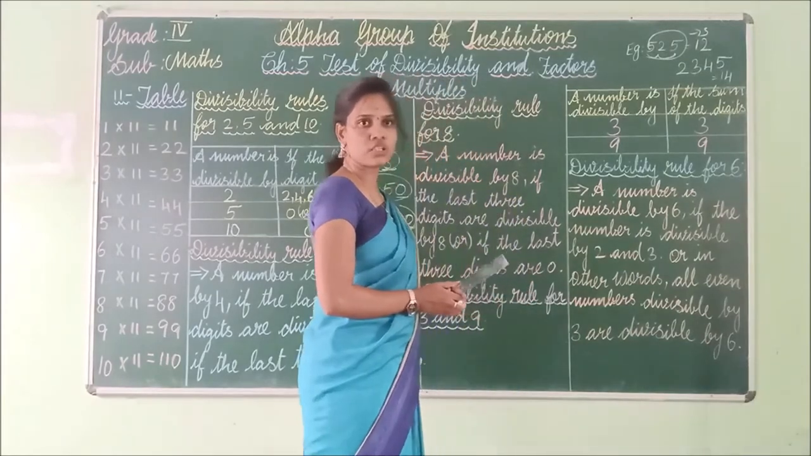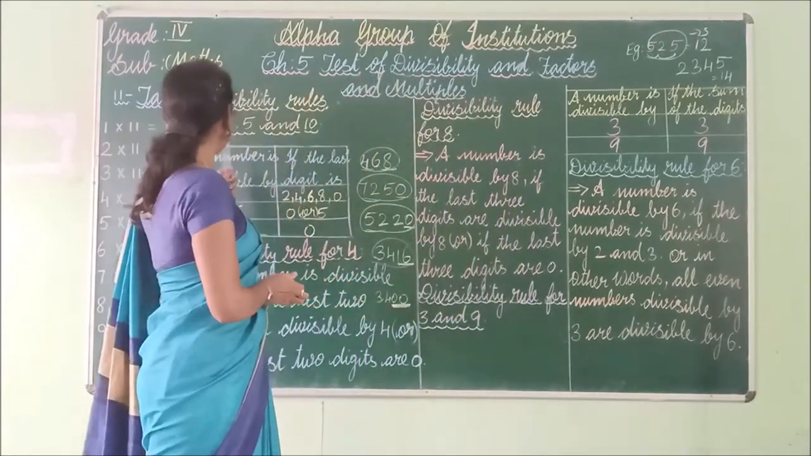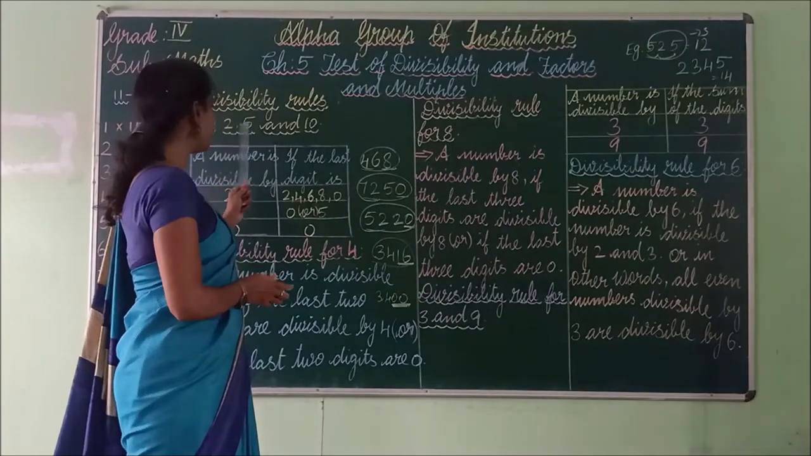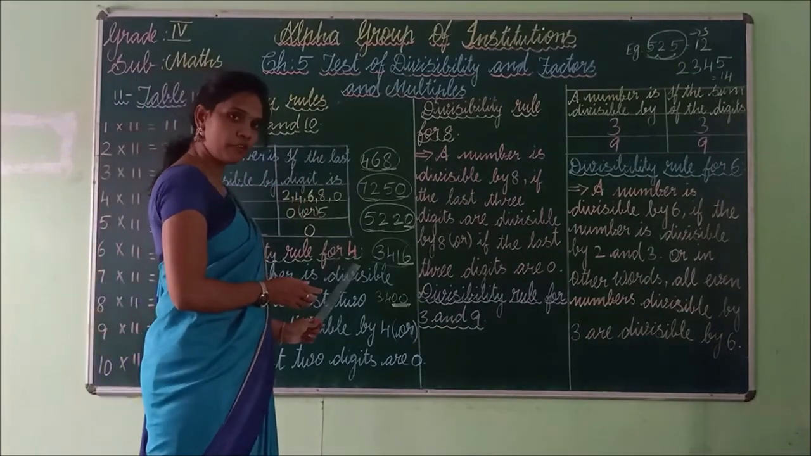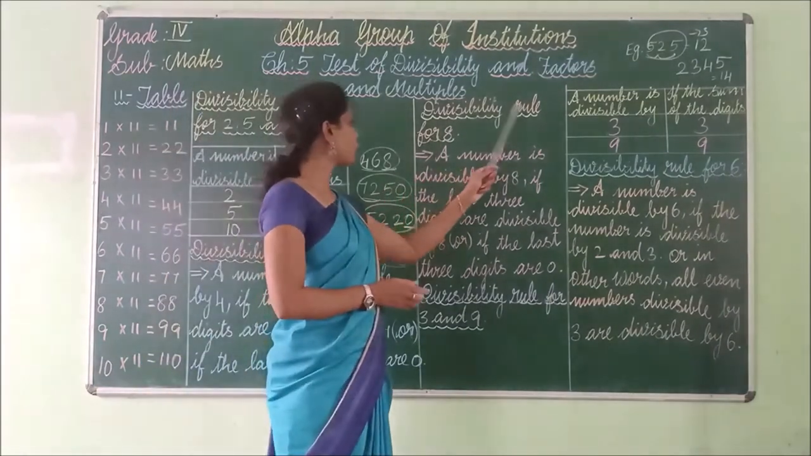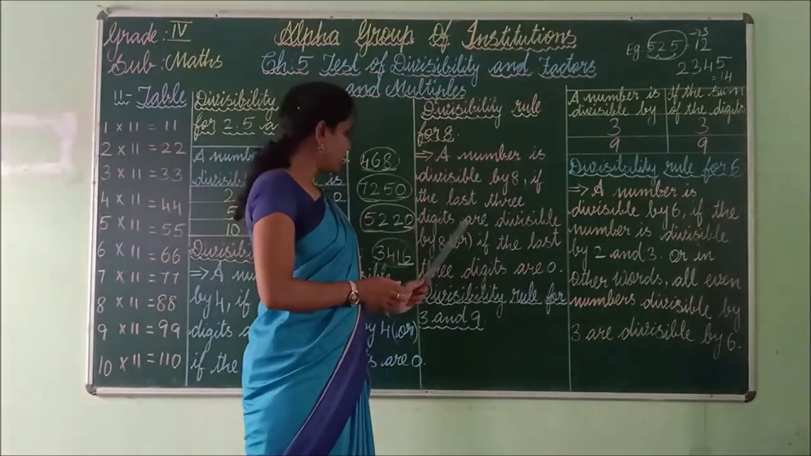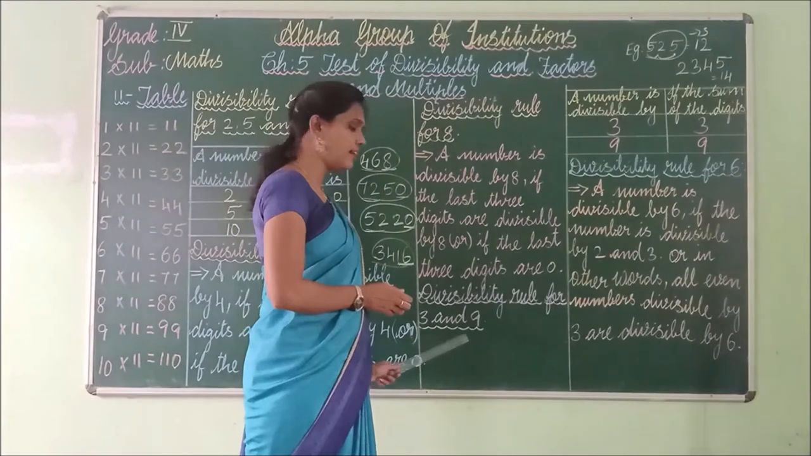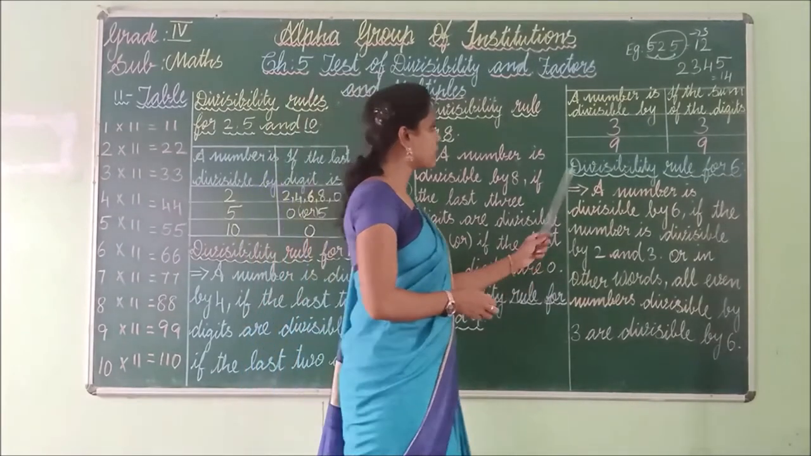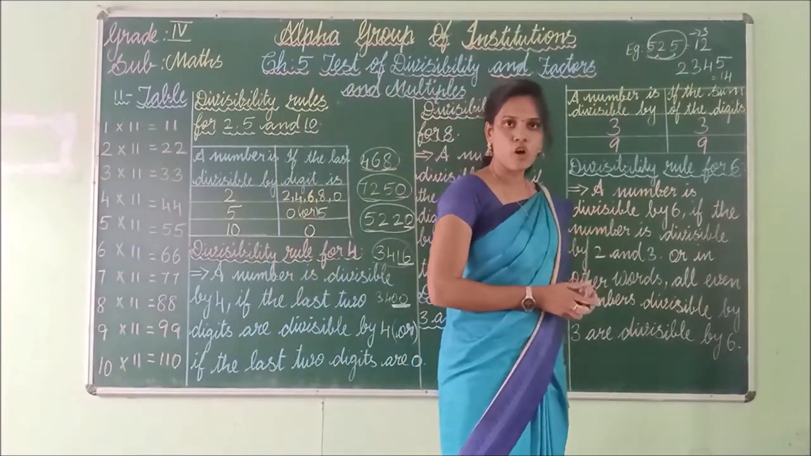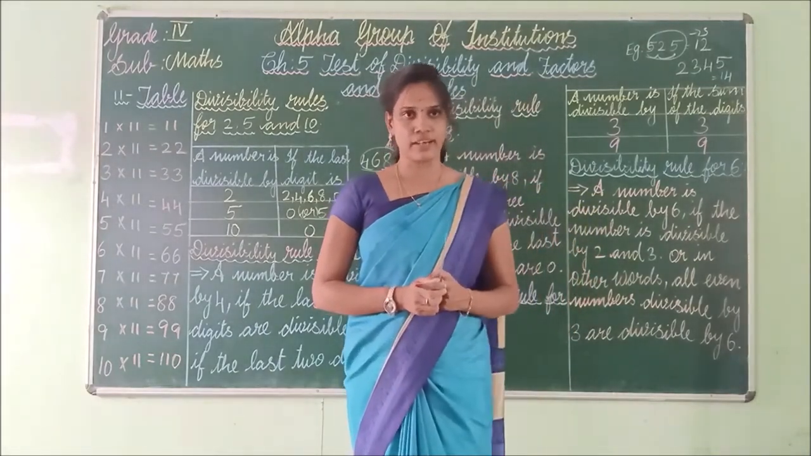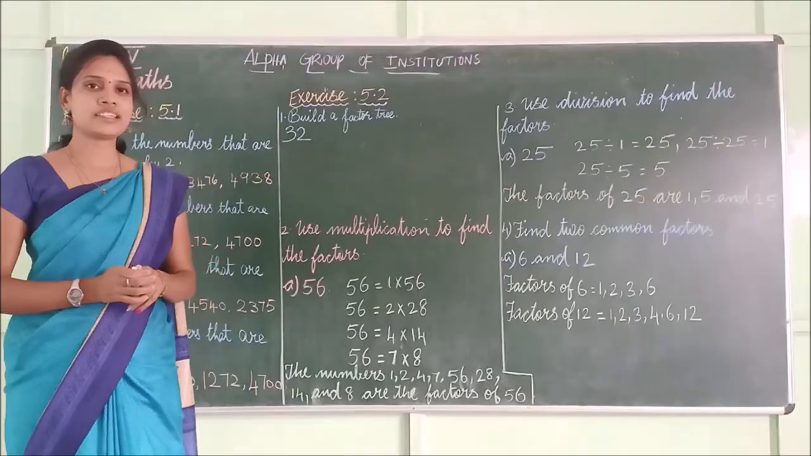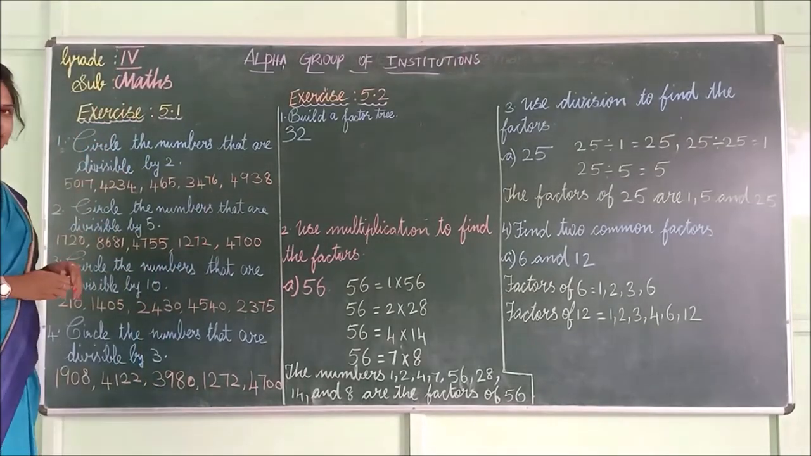So what are the rules we have seen now? Divisibility rules for 2, 5 and 10. Next, divisibility rule for 4. Next, divisibility rule for 8. Divisibility rule for 3 and 9. Next, divisibility rule for 6. All these rules you should learn. Okay children, now we move on to the exercise.